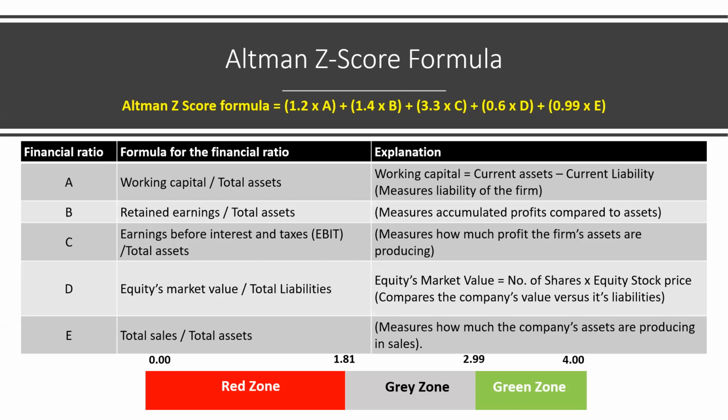Next thing, C, is earnings before interest and taxes by total assets. It talks about how much profit the firm's assets are producing in a particular period. Then D is equity's market value divided by total liabilities. So here, only in this ratio, the denominator is different, which is total liabilities. In all other cases, total assets is the denominator. Here, equity's market value is nothing but the total number of shares the company is holding multiplied by the stock price of the company.